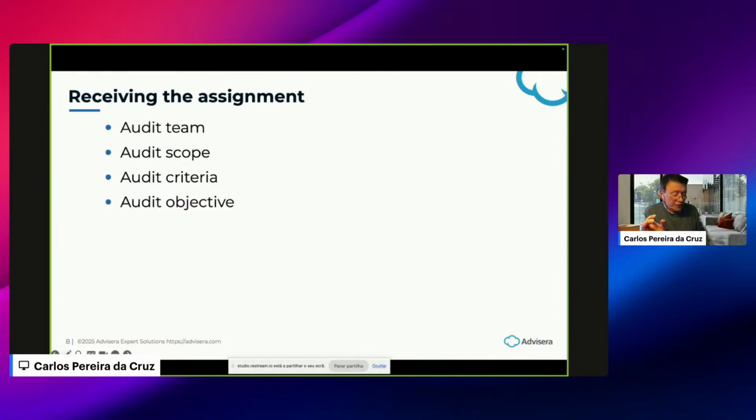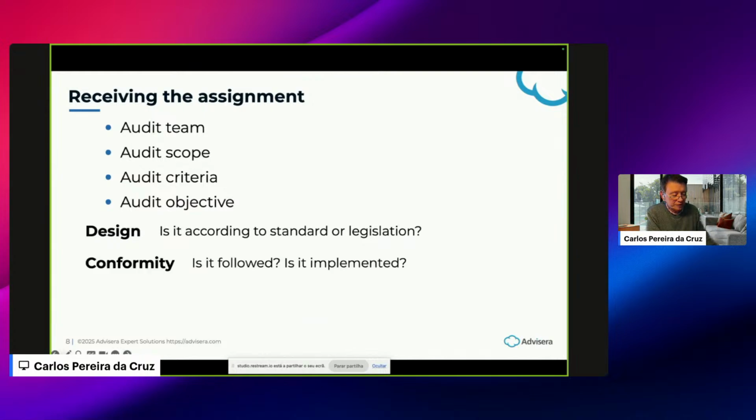When you start your first internal audits, you may focus your attention on the design. So, is it according to standards or legislation? Is everything there? Are we missing something? Then you want to be sure that it is in place, that the documentation and the rules are being followed. So you audit conformity. Is it followed? Is it implemented?